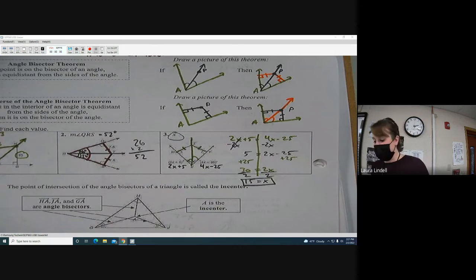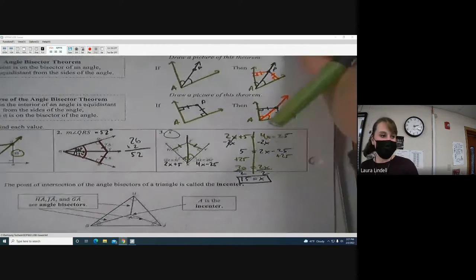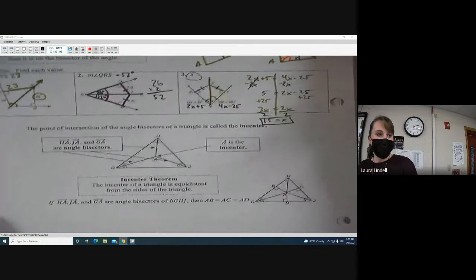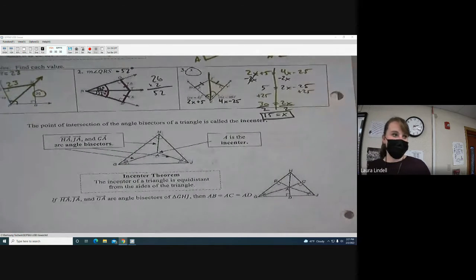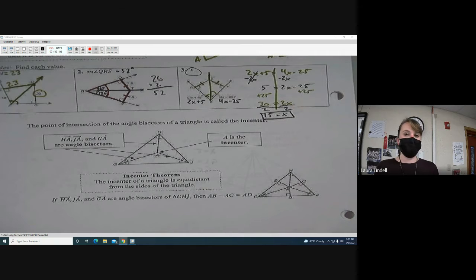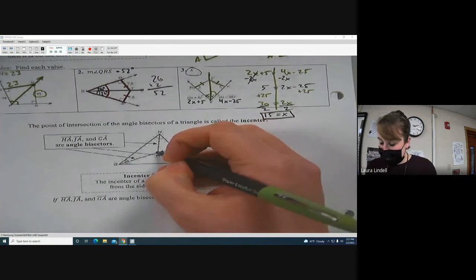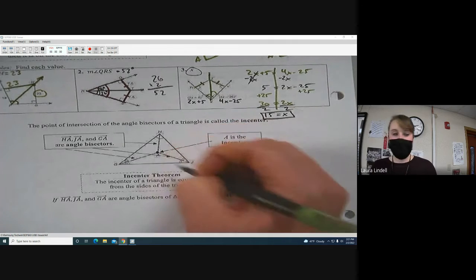The next thing we need to talk about is something called the incenter. So just like the perpendicular bisectors and the circumcenter were related last time, where the circumcenter was the intersection point of all of the perpendicular bisectors, this incenter is the intersection point of all the angle bisectors.